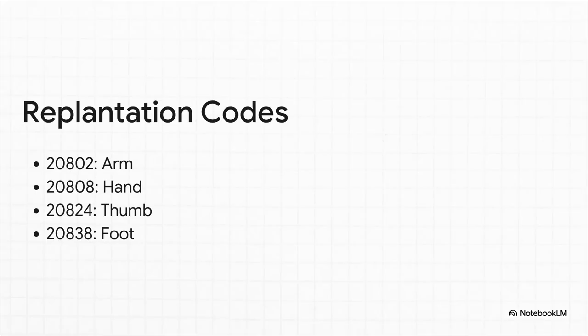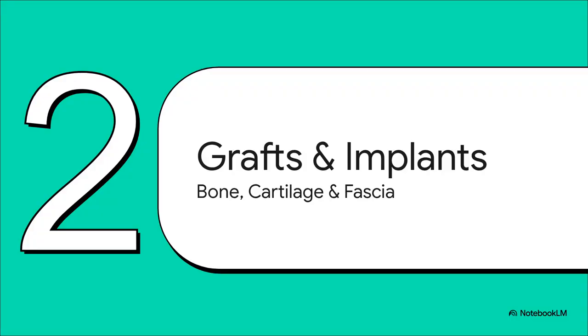So the crucial point here is that CPT codes 20802 through 20838, which you'll find right on page 135 of your CPT book, are specifically categorized by the exact anatomical site of the completely severed part. For example, you're going to use 20802 for an arm, 20808 for a hand, 20824 for a thumb, and 20838 for a foot. As a coder, you just simply follow the anatomy right there in the operative report to select the correct code.